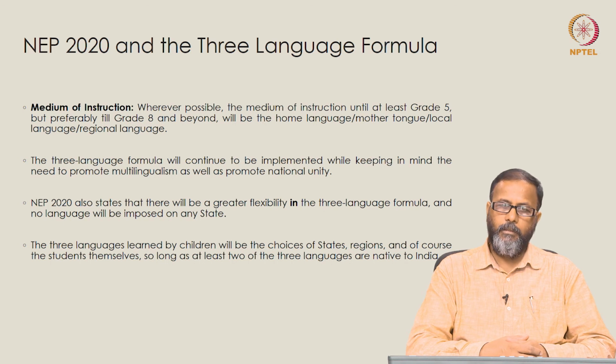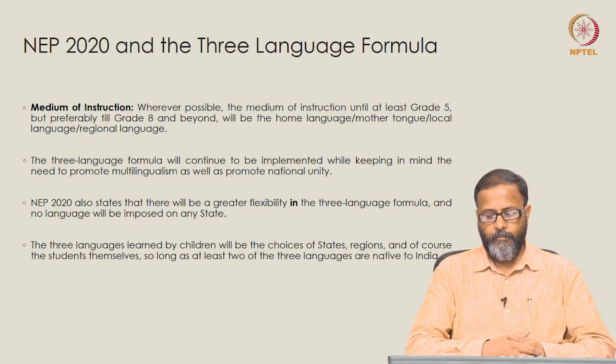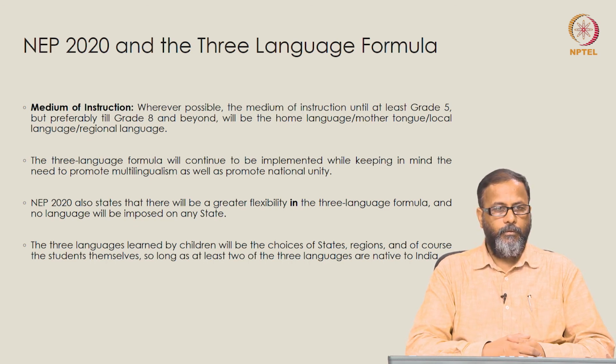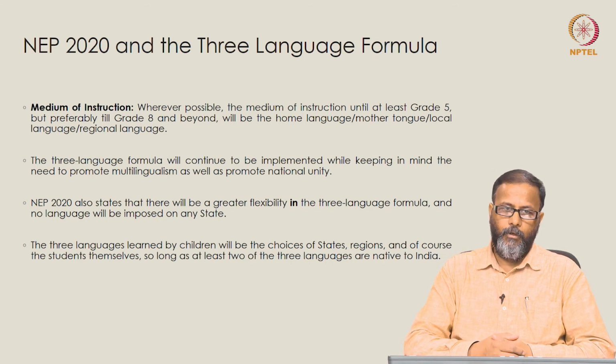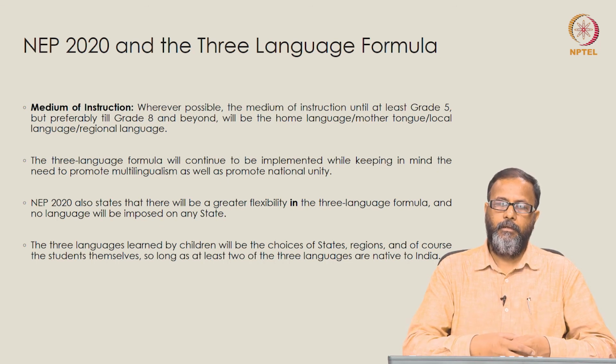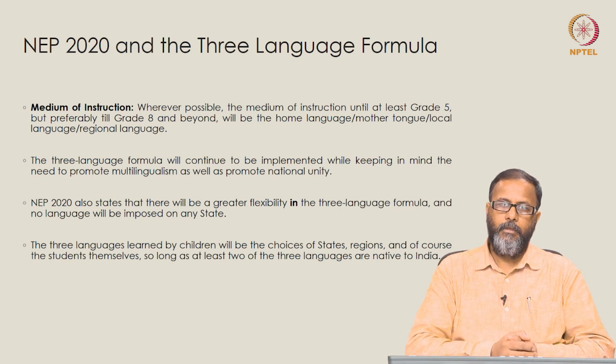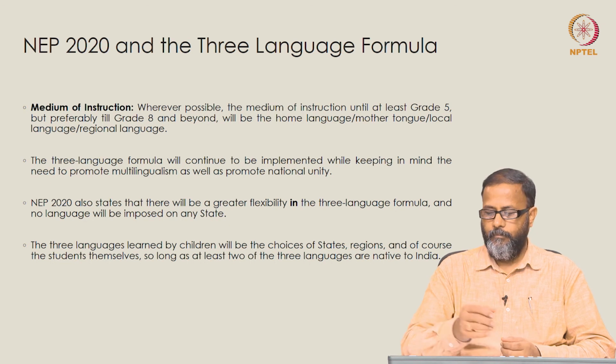The three languages learned by children will be the choices of states, because education is a state subject, regions, and of course, the students themselves, so long as at least two languages out of the three are native to India. And still the third language to be opted for is English. So we hardly see any shift in any of these policies, and English continues to be in its central position in the entire linguistic ecology of India.